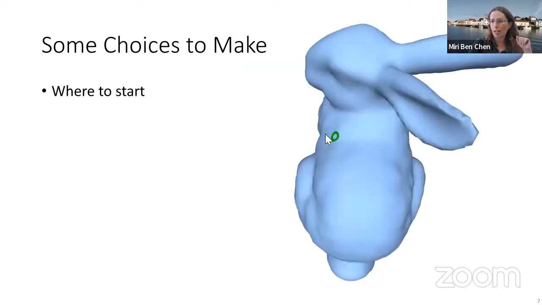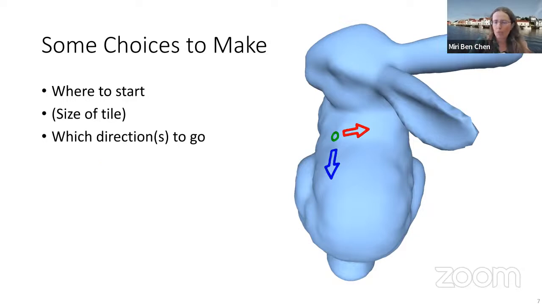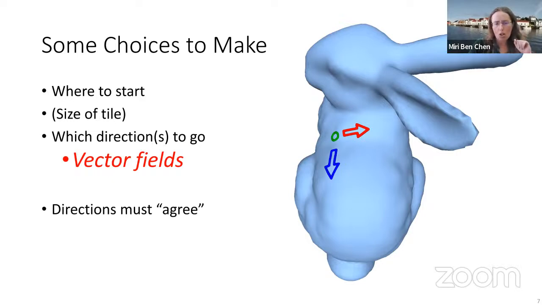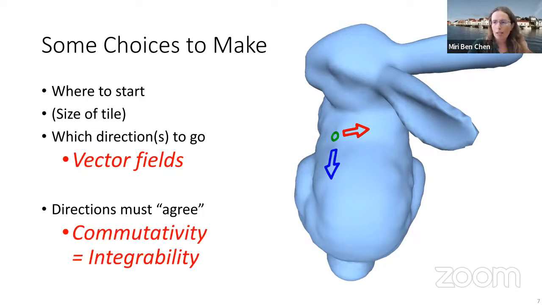This means that we have some choices to make. First is where do we start, like where do we place the first tile? What is the size of the tile, which is in parentheses, because I'm not going to talk about it a lot. And which directions do we want to go? Once we have this, then this whole procedure that I described before can be realized. The directions that we want to go, we call them vector fields, and I'm going to talk about them a bit more in a second. The consistency issue that I showed means that these directions must agree. So in mathematical terms, this means that the vector fields should commute, or there should be some sort of integrability. I'll try to give some intuitive examples of what this means without going too much into the math.